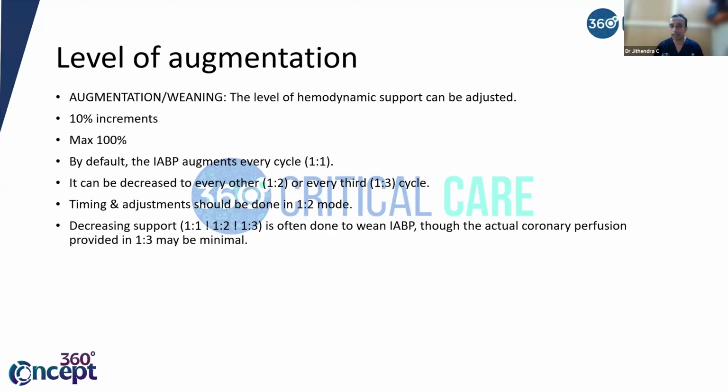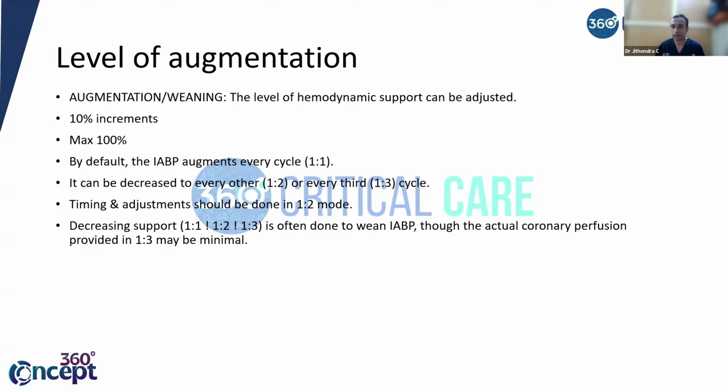So by default, IABP augments every cycle. That is the default when a patient is very sick. So that is what we keep, 1:1 augmentation. How do I wean off my patient? Once the patient's condition is better, hemodynamics is better, his inotropes are stable or coming down, that is when we think about weaning the patient. So we reduce 1:1 to 1:2. So every alternate beat is supported. Instead of supporting every beat, you support every alternate beat. The patient is doing good on that, hemodynamics are stable, no increase in inotropes, you can change it to 1:3. And usually after 1:3, if the patient is stable, that is when we think about removing the IABP.